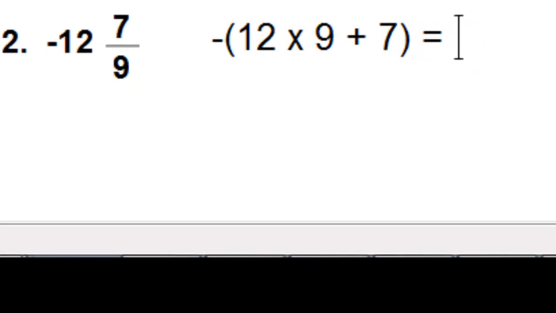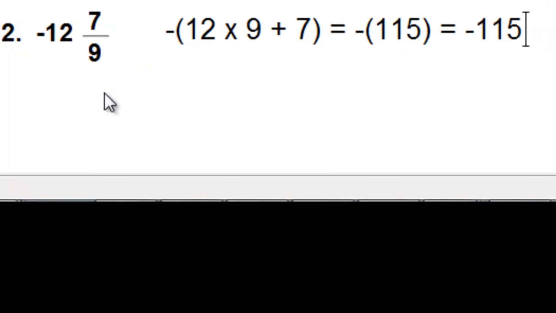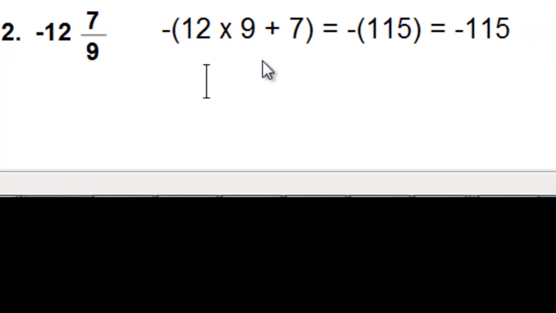Well, I'll give you the extra step here. So that's minus, and 12 times 9 is 108, plus 7 is 115. So your numerator is minus 115. And again, your denominator is the same as the original denominator, which is 9. So your fraction in this case is minus 115 over 9. And that is your answer.